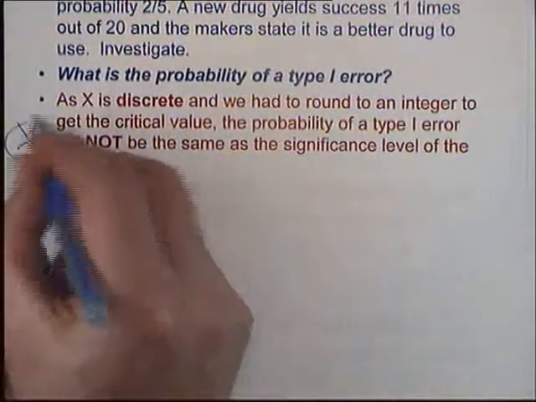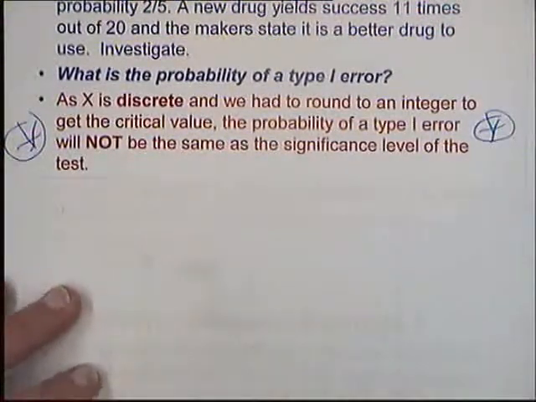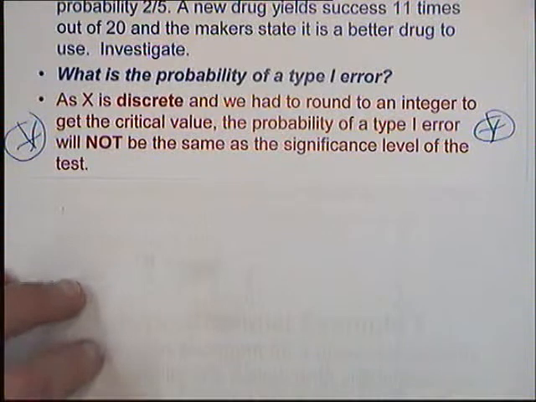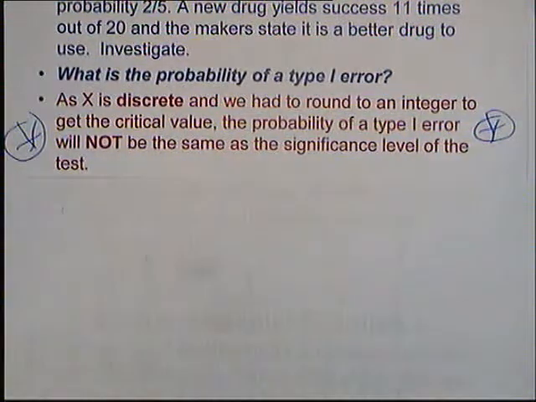That bit there is a key point, okay? For discrete hypothesis testing, type 1 error is not the significance level. That is a key thing. That is why it changes with discrete stuff. That needs to be written down and got into your heads.